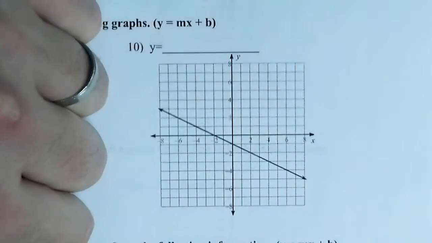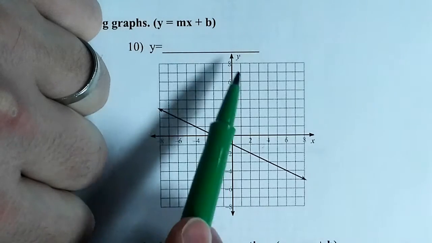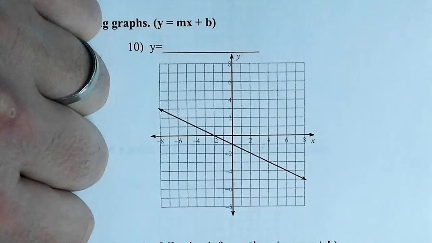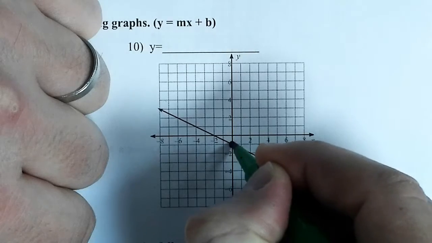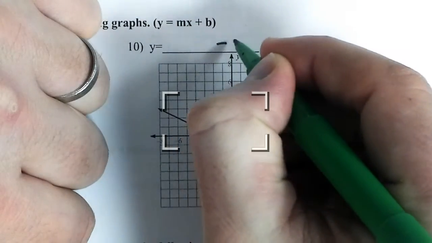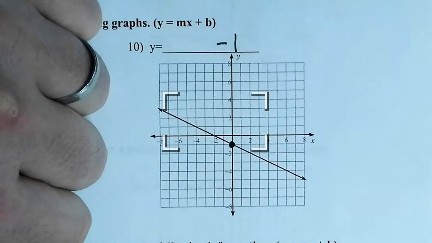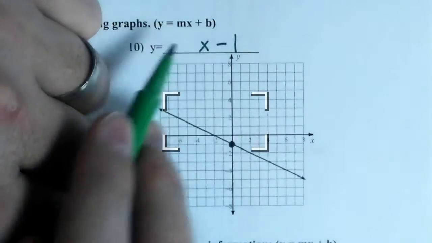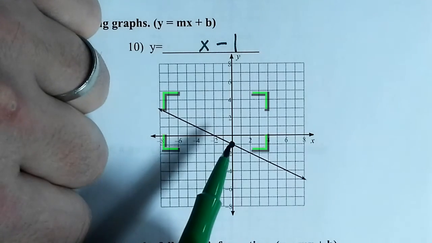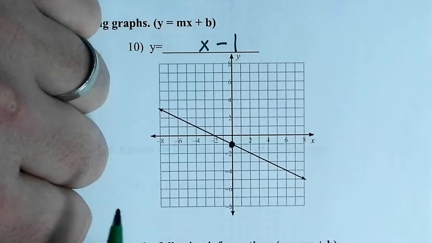Again, like I said, find our b first. Where does it cross the y-axis? Yeah, right there at -1. So we're going to put -1 at the end. We're going to have an x. We've got to find our slope. Well, let's figure out where it crosses an edge.